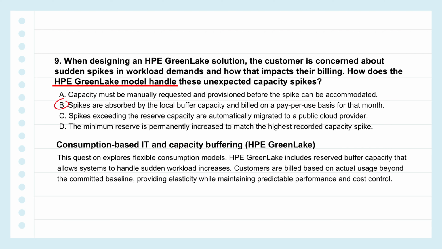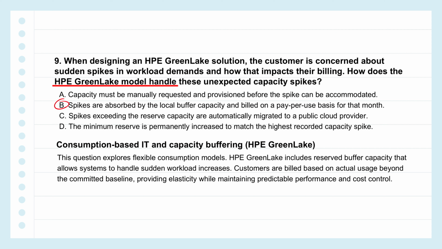Oh, I see. It is essentially like having a VIP room reserved at a restaurant. Yes. The buffer capacity, the empty tables are already sitting there on premises. You don't have to call ahead and wait for them to build a new room, but you only pay for that extra space if your party suddenly gets huge and spills over into it. I think that's a brilliant way to visualize it. And that logic completely invalidates the other options.